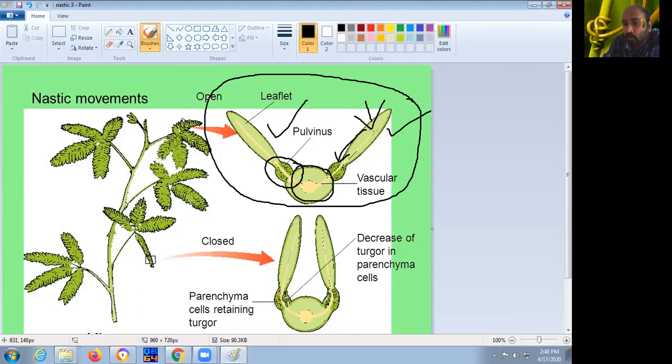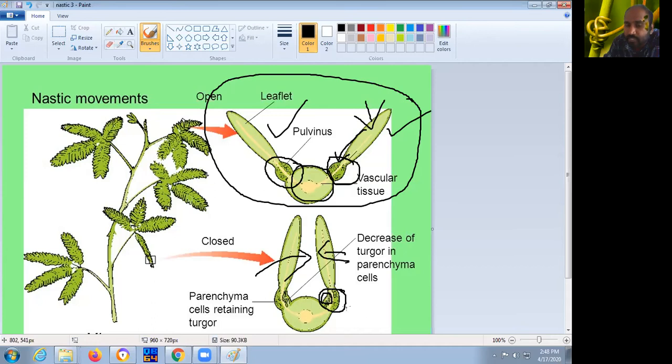Because when someone touches here, or due to any physical contact, a signal is sent to the specialized cells called Pulvinus cells. So what happens? The Pulvinus cells actually withdraw water. See, this side actually withdraws water. Because of that, the leaflet shrinks towards the center.